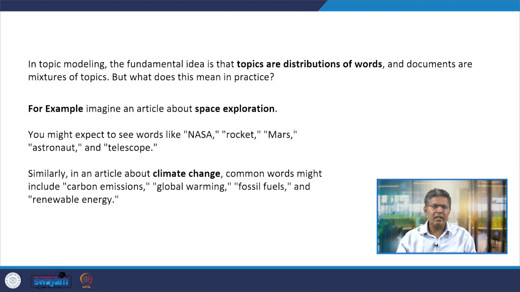Topic modeling says the fundamental idea is that topics are distributions of words. What is a topic?